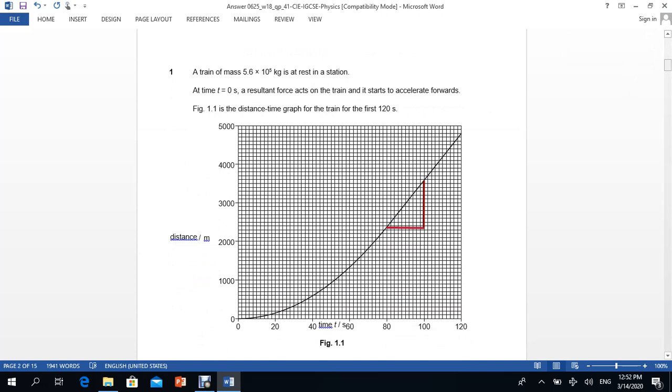Okay, let's start from question number 1. It's about a train of mass 5.6 × 10^5 kg at rest at the station. So I think you understood all this question before. Now let's go for the solution without wasting our time.